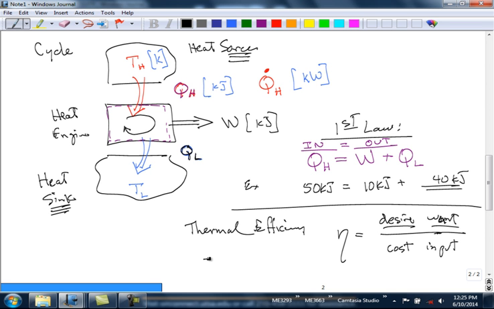So in this case, the thermal efficiency is, what do I want? I only have one of three choices. It's W, this as a symbol. True? It's 10 kilojoules in this example. Over what did I have to supply? QH. What about QL?